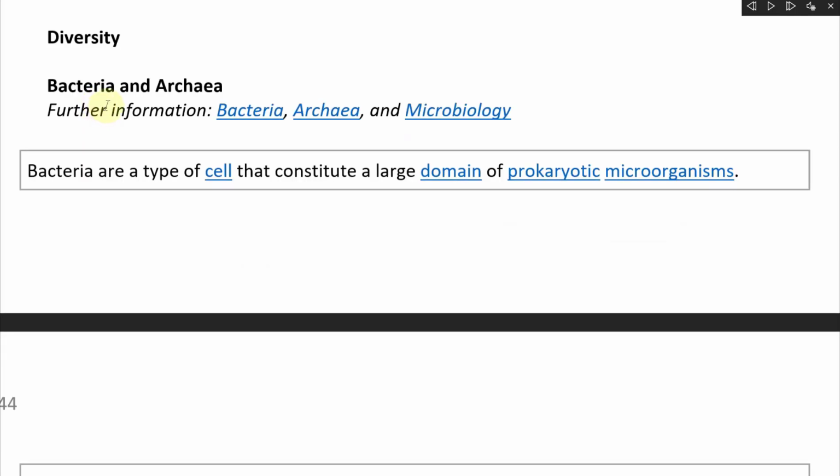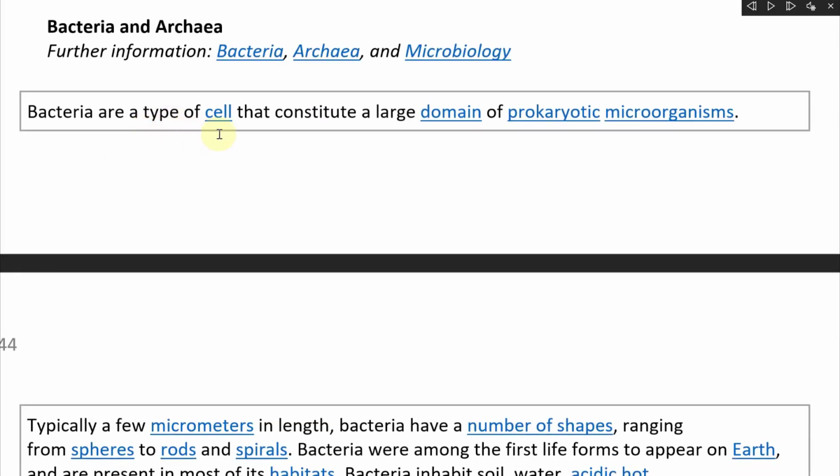Diversity. So bacteria and archaea, this subsection of this diversity section. And then for further information, you go to bacteria, archaea, and microbiology, individual articles. Or I continue further. So bacteria are a type of cell that constitute a large domain of prokaryotic or single-celled, or cells without a nucleus, so non-nucleated cells, prokaryotic microorganisms.